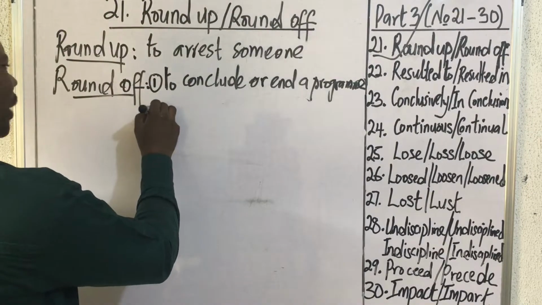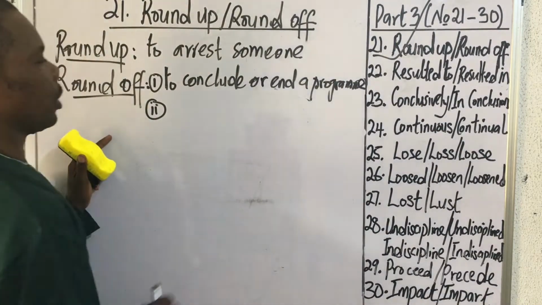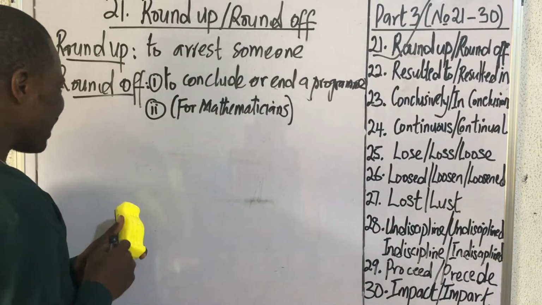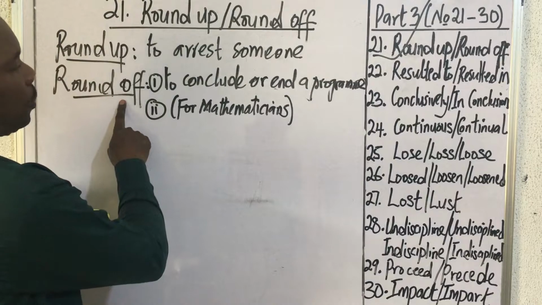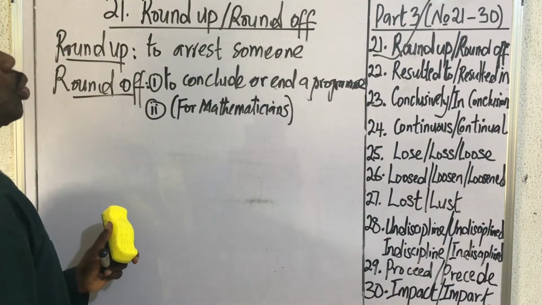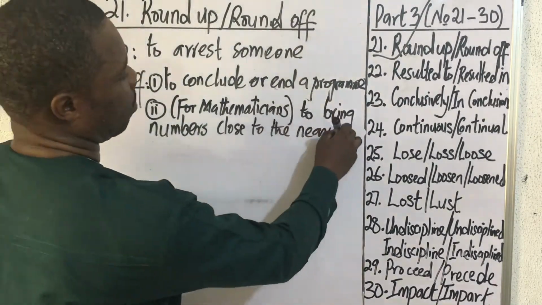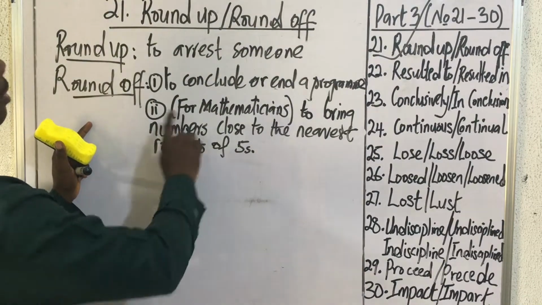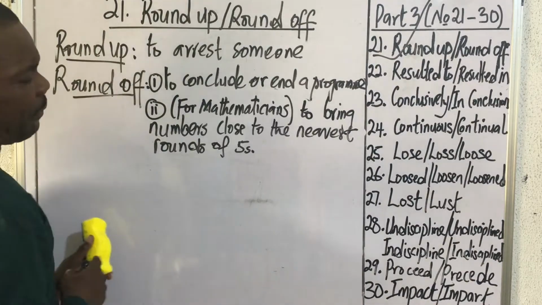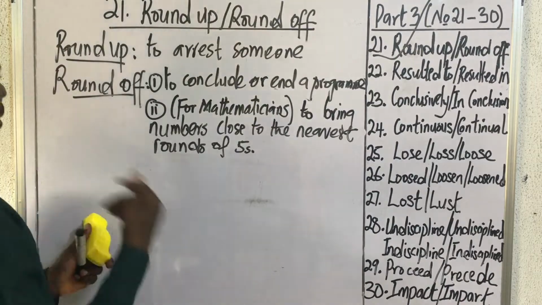Now, there is another meaning of round off. We can say that that one is for mathematicians. For mathematicians, to round off numbers means to bring numbers close to the nearest rounds of fives. This word round off can mean to round up and to round down.